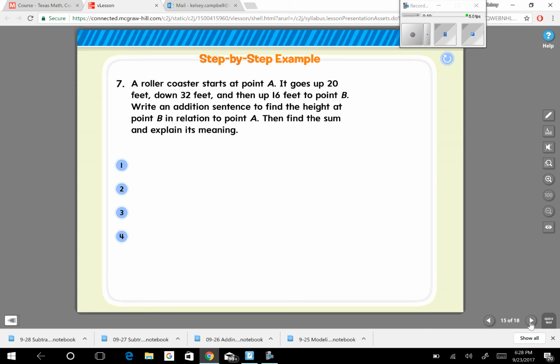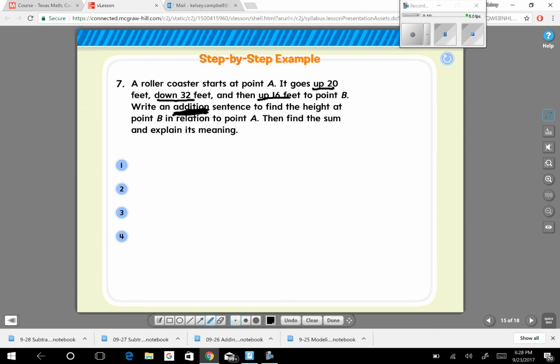Next example. This one's going to be a word problem. Now you don't have to write down this word problem in your notes, but you need to follow along the process that we're doing. A roller coaster starts at point A. It goes up 20 feet, down 32 feet, and then up 16 feet to point B. Write an addition sentence to find the height at point B in relation to point A. Then find the sum and explain its meaning. So we have to write an addition sentence, guys. Addition sentence.